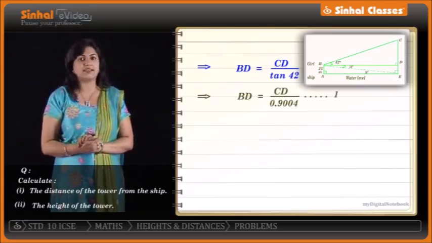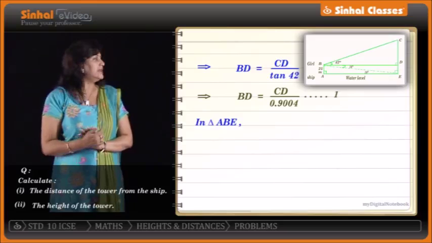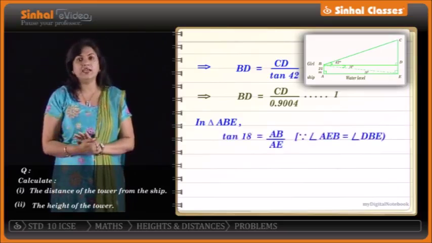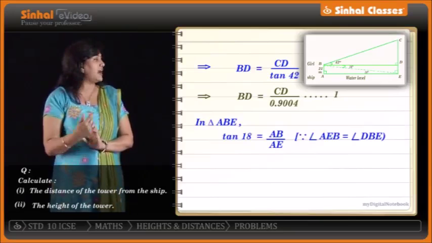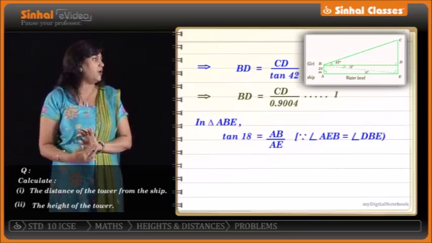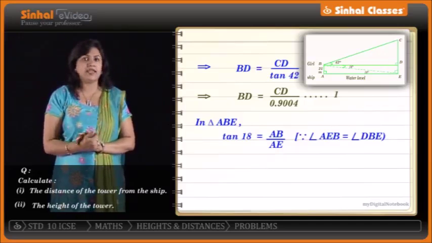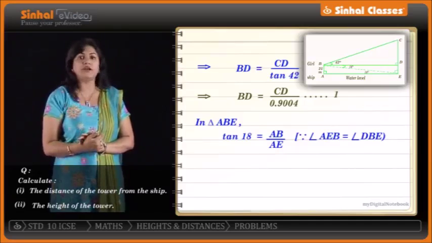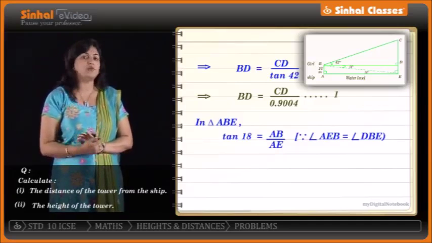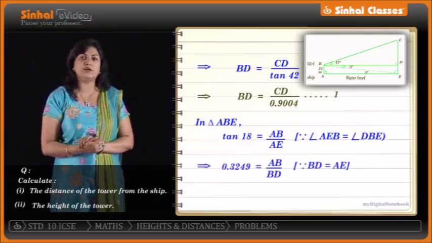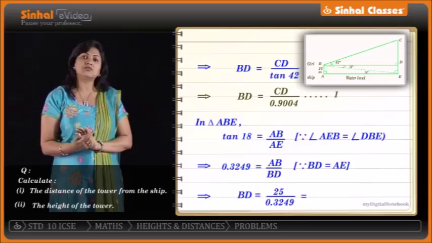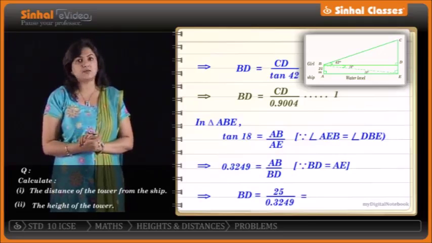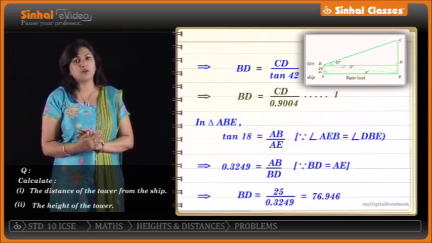Now we take the second triangle, that is triangle ABE. In this, we have angle AEB is equal to 18 degrees because angle of depression is equal to angle of elevation numerically. So we have tan 18 is equal to AB upon AE. Now tan 18 again we see from the log table as 0.3249, which is equal to AB upon BD. So we get BD is equal to 25 upon 0.3249. Now we simplify this as 76.946, which is approximately equal to 76.95 meters.